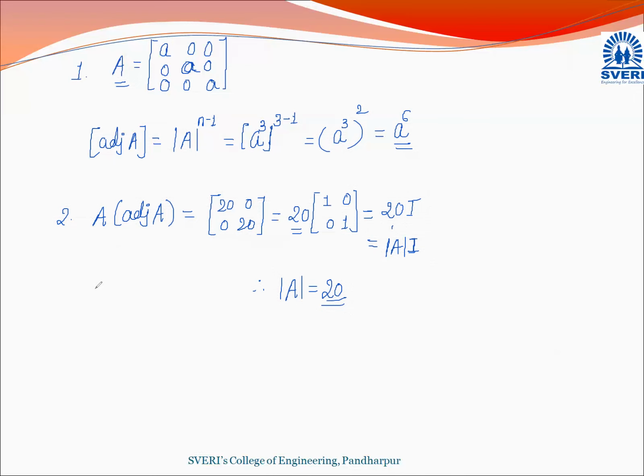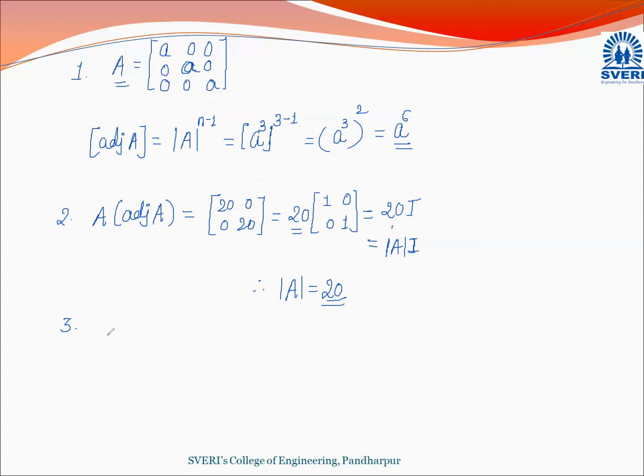The next property: A is a singular matrix of order 3 by 3. Then show that adjoint of A, what will that be? It will be the null matrix. Singular matrix means here we are getting that the determinant is 0. Therefore, adjoint of A will be a null matrix.